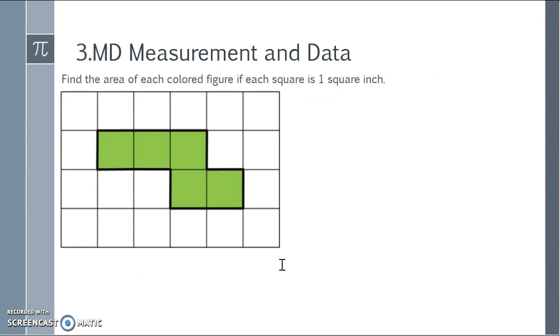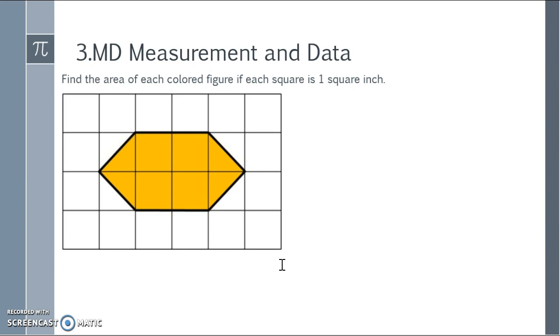Find the area of each colored figure if each square is 1 square inch. Well, if each little box is 1 square inch, then I can simply count them. I have 1, 2, 3, 4, 5 square boxes filled in that are full. So the area is 5 square inches.